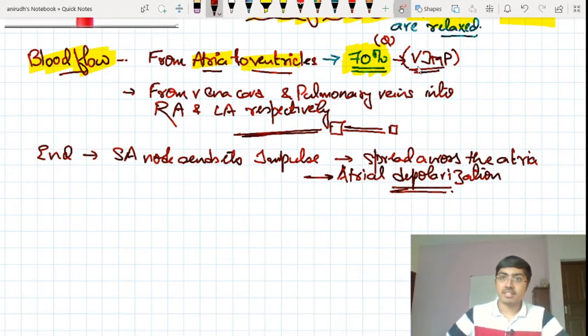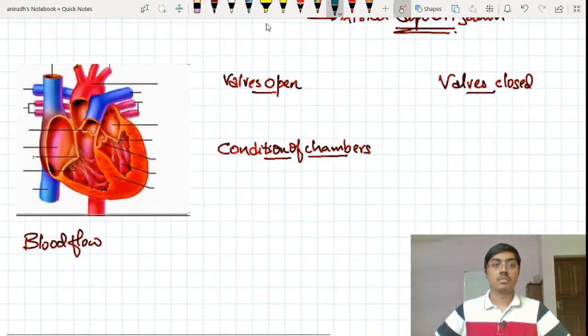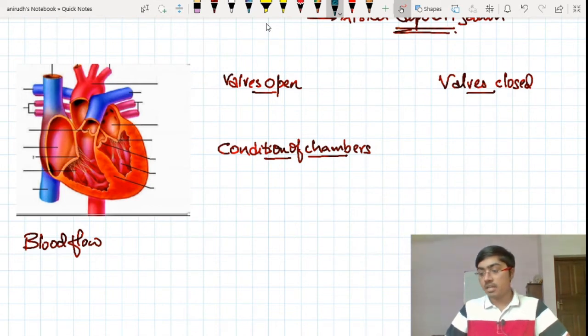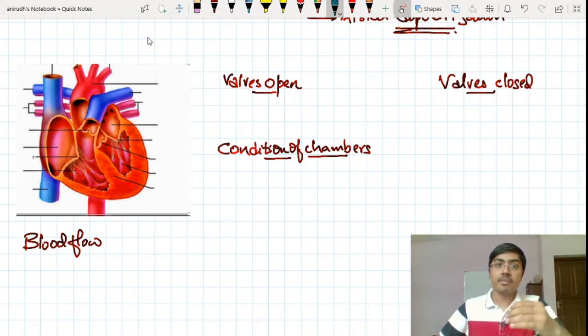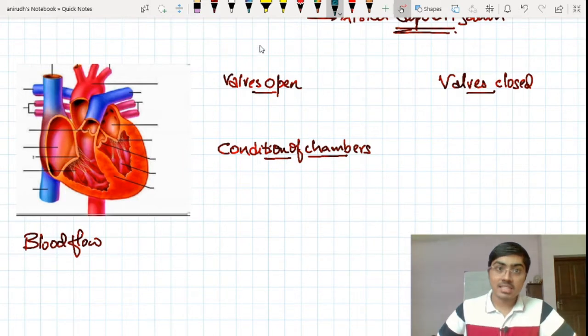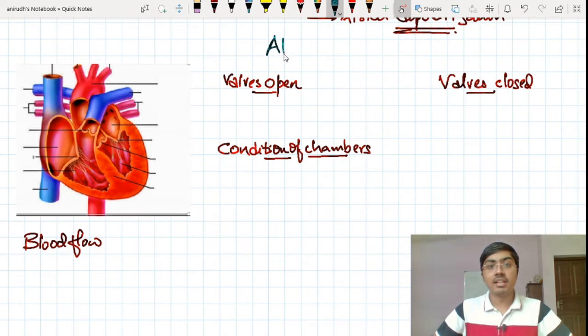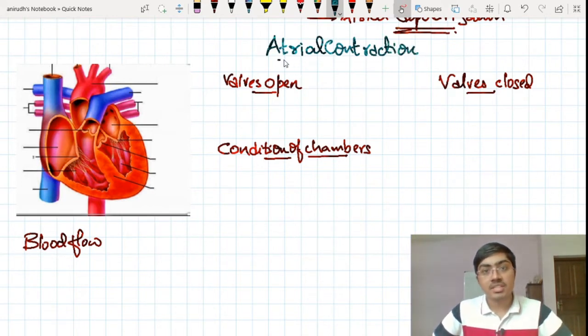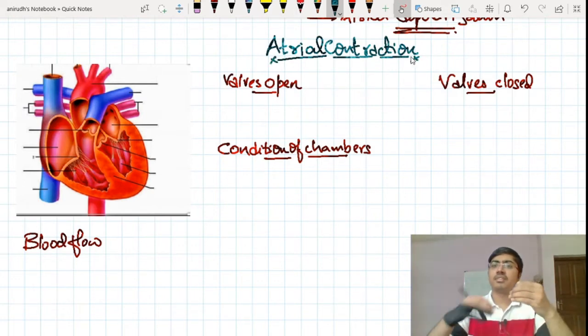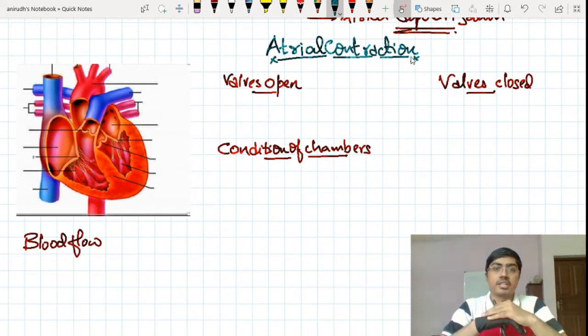Now we'll go to the next phase. Once the atria get depolarized, the atria will start contracting. Both atria, right atrium and left atrium, will contract together, and this is the second phase of the cardiac cycle, called atrial contraction. This happens after atrial depolarization. That means the atria will receive the impulse, then the atria will start contracting.